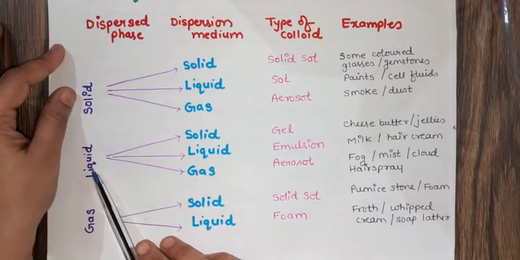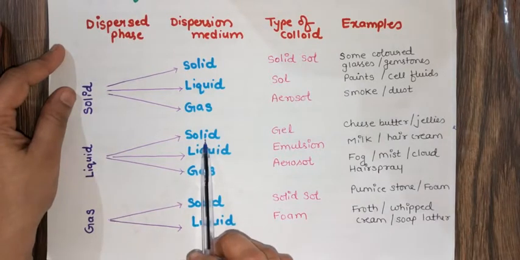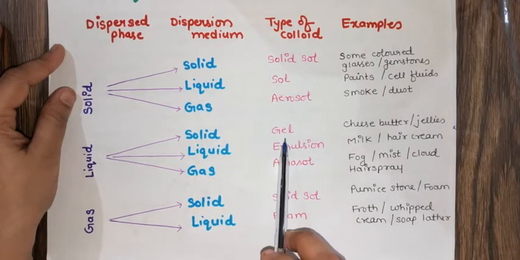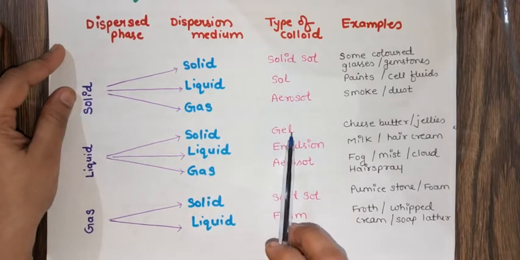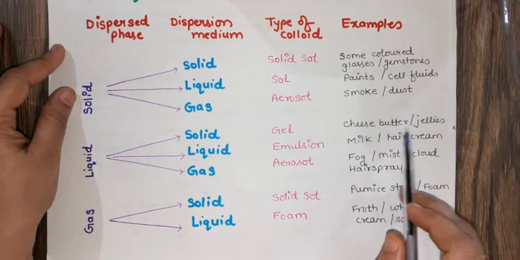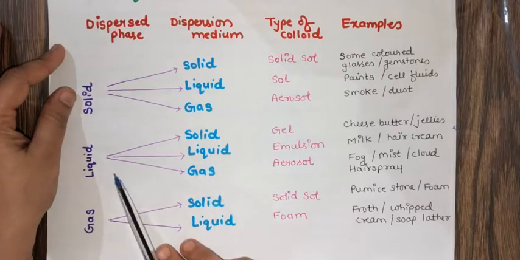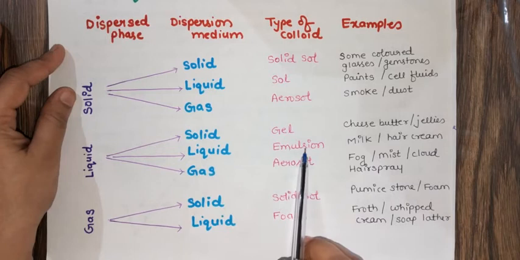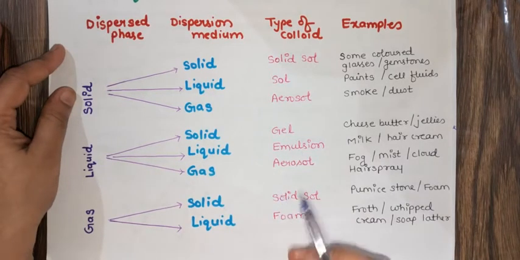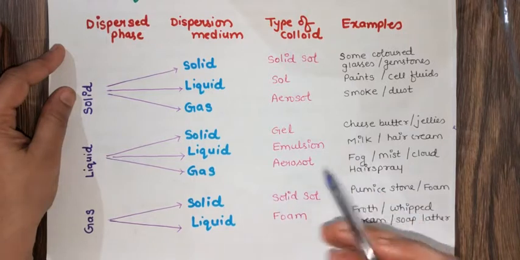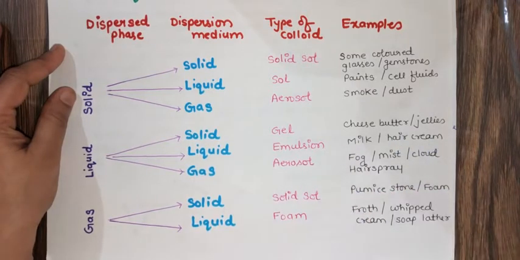Now, if the dispersed phase is liquid and dispersion medium is solid, then gel will be formed. For example, cheese, butter, jellies, etc. If liquid is the dispersed phase and liquid is the dispersion medium, that means both are liquid, then emulsion will be formed, as we have seen with oil and water or water in oil, milk, hair cream, all these things.